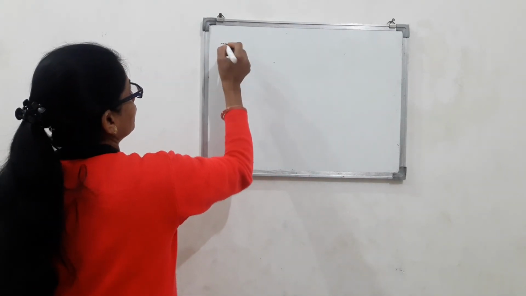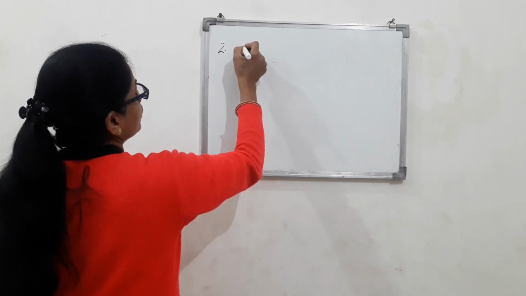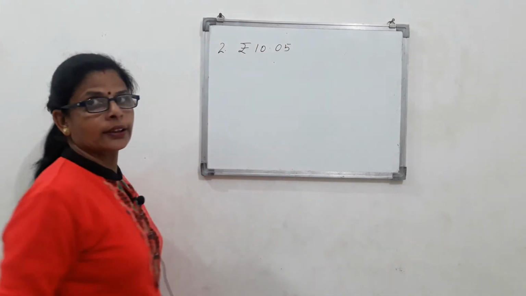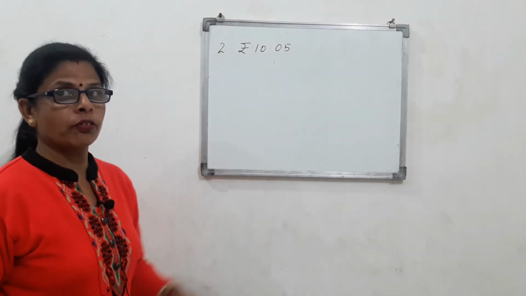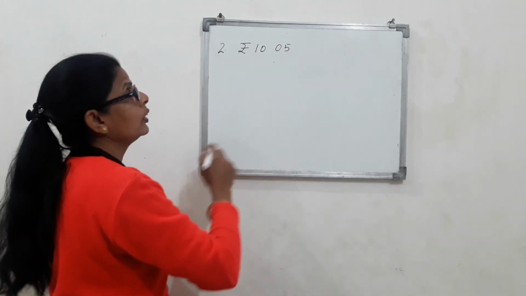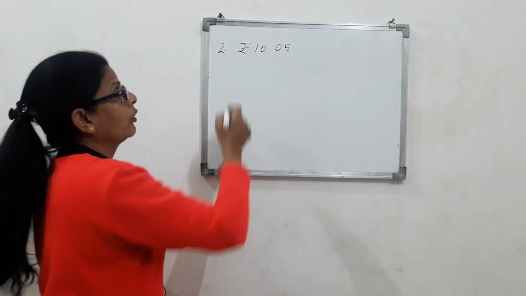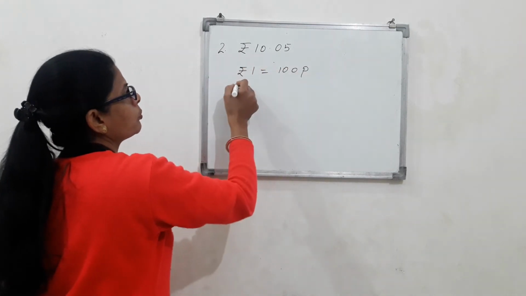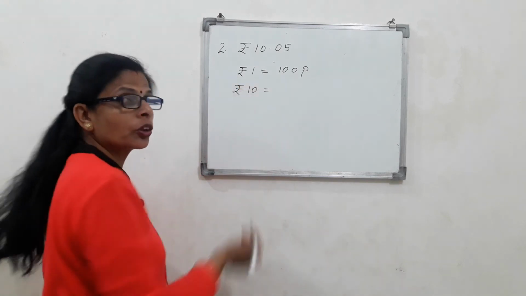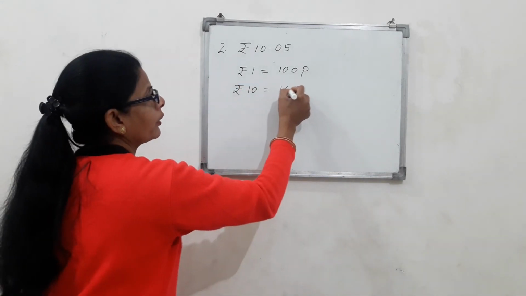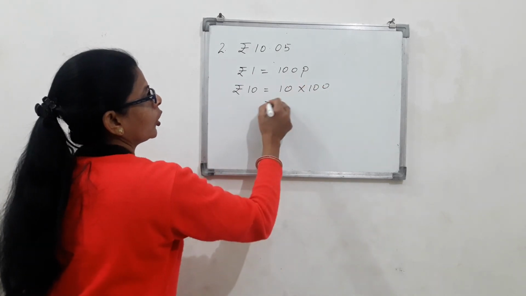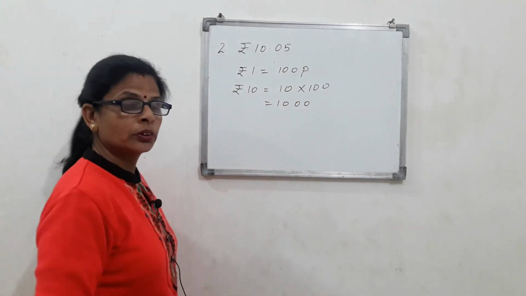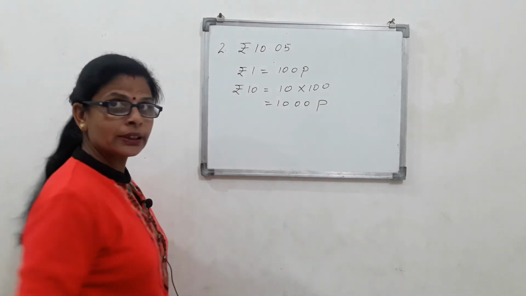Another example. If the question is given rupees 10 and 05 paisa. Right? So first we will convert the rupees into paisa. 1 rupee is equal to how many paisa? 100 paisa. So rupees 10 is equal to how many paisa? We will multiply 10 by 100. Right? All of you know 10 ones are 10 and remaining zeros will be copied down. So it becomes 1000 paisa.